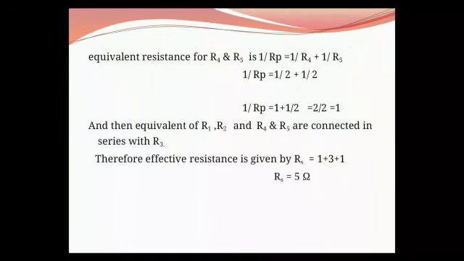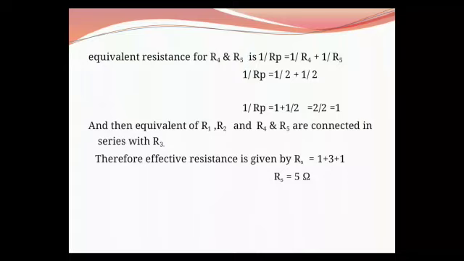Find the equivalent resistance for resistances R4 and R5. Use the formula, that is 1 upon Rp equals 1 upon R4 plus 1 upon R5. And therefore when we put the values of R4 and R5, we get 1 upon Rp equals 1 upon 2 plus 1 upon 2, and therefore 1 plus 1 upon 2 we get 2 upon 2, that is equal to 1. That means the value of Rp is 1.